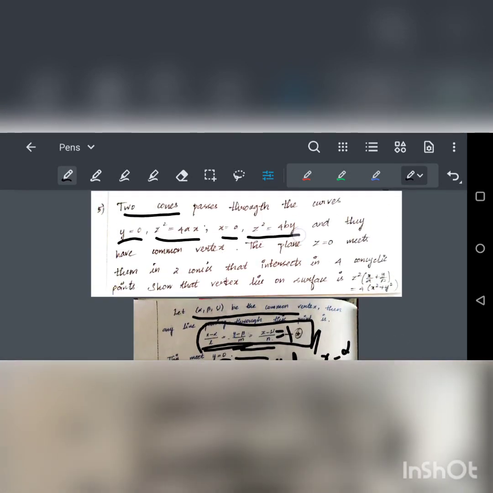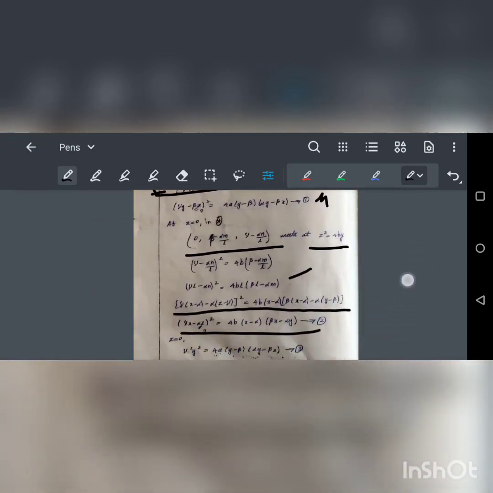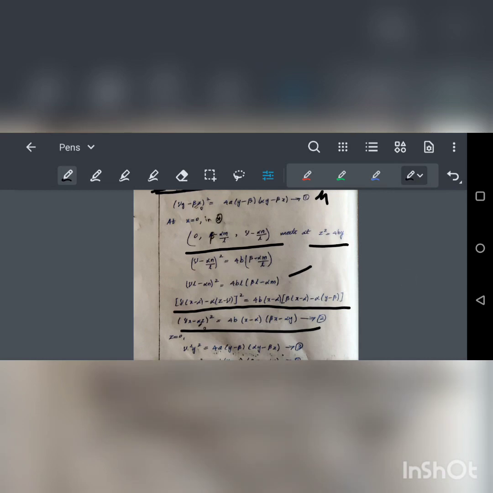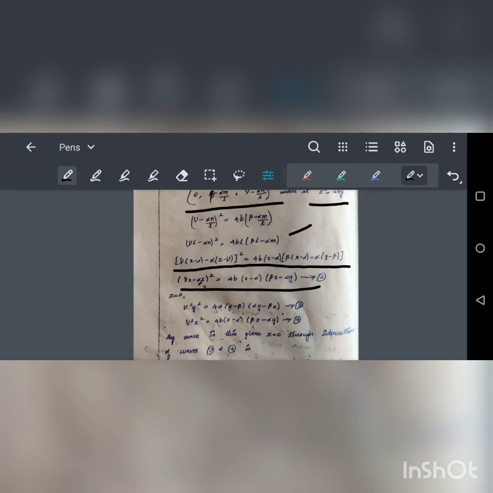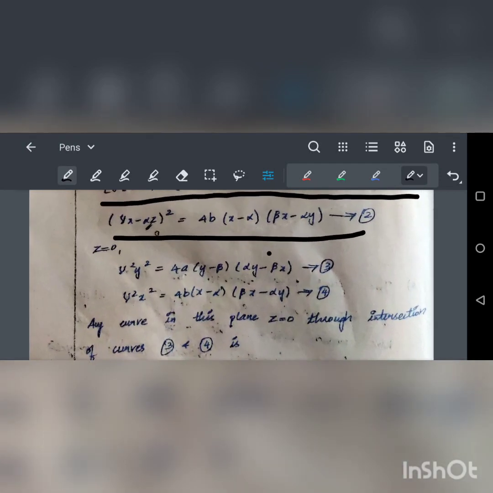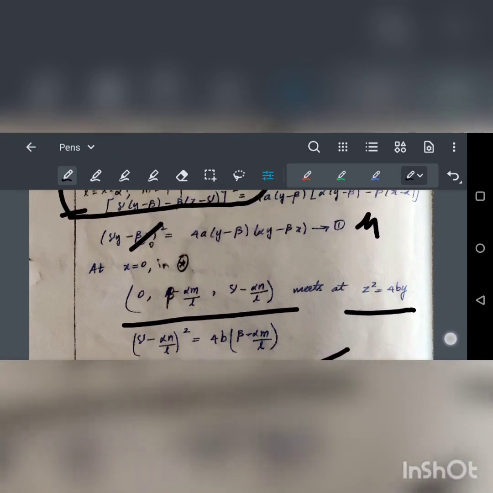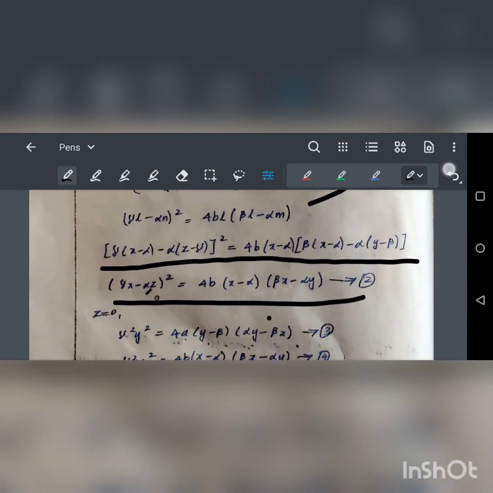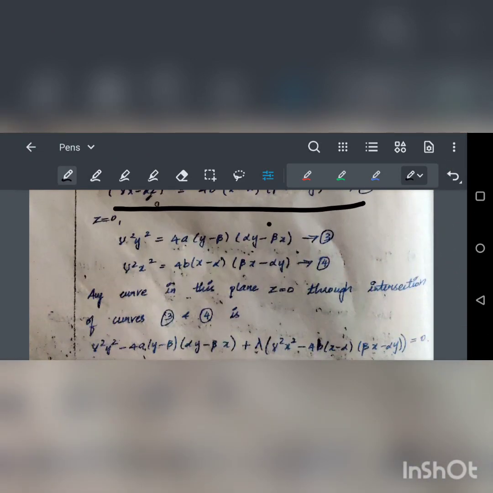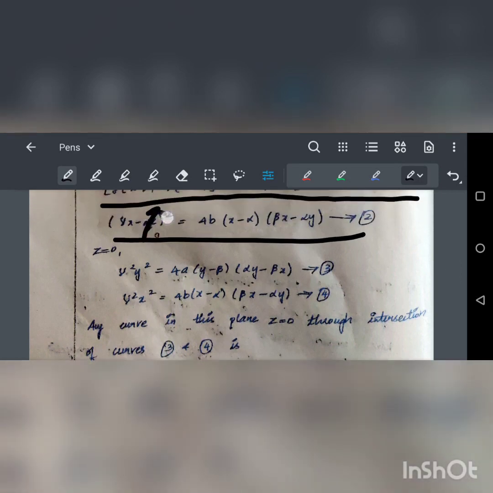So we are here. Again, the plane z equal to 0 meets them in two conics. So we need to replace z equal to 0 in the resultant conics. In conic 1, if you take z equal to 0, this term will vanish, leaving you gamma square y square equals 4a into y minus beta x. Similarly, when you take z as 0, this term will vanish, leaving you the fourth equation.